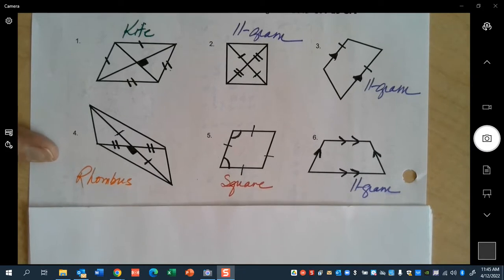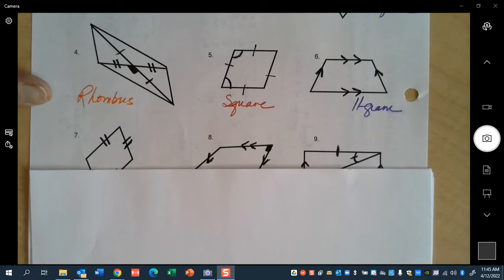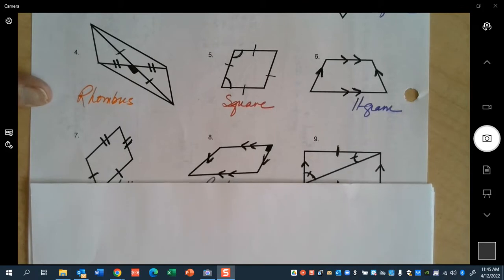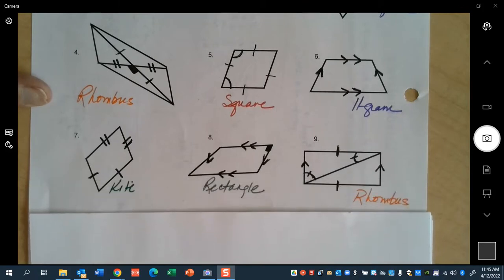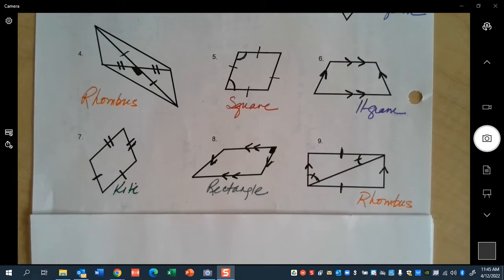All right, ready for the next? 7, 8, and 9 are a kite, a rectangle, and a rhombus. Our kite has consecutive congruent sides. A rectangle is a parallelogram by my parallel markings, but I have a right angle there, meaning they're all going to be right angles.